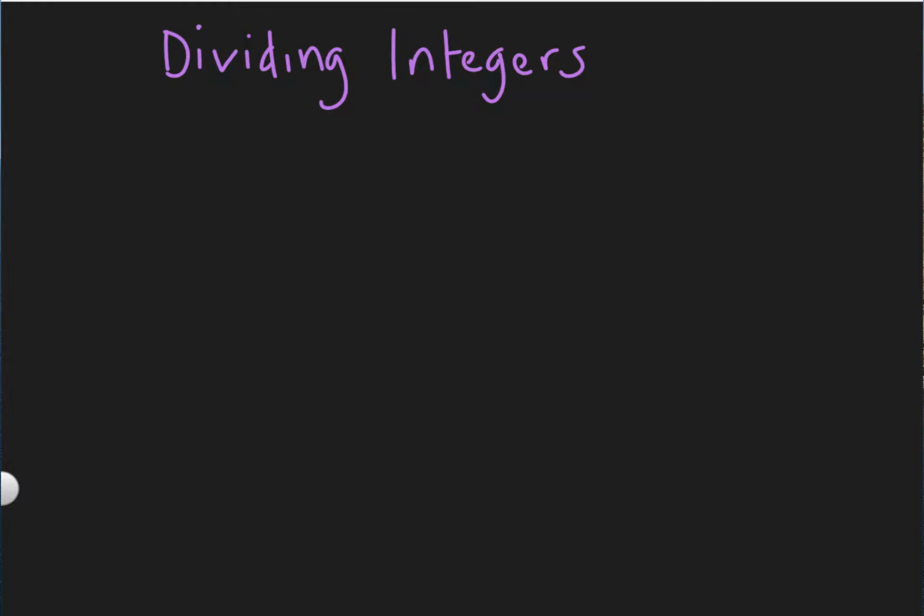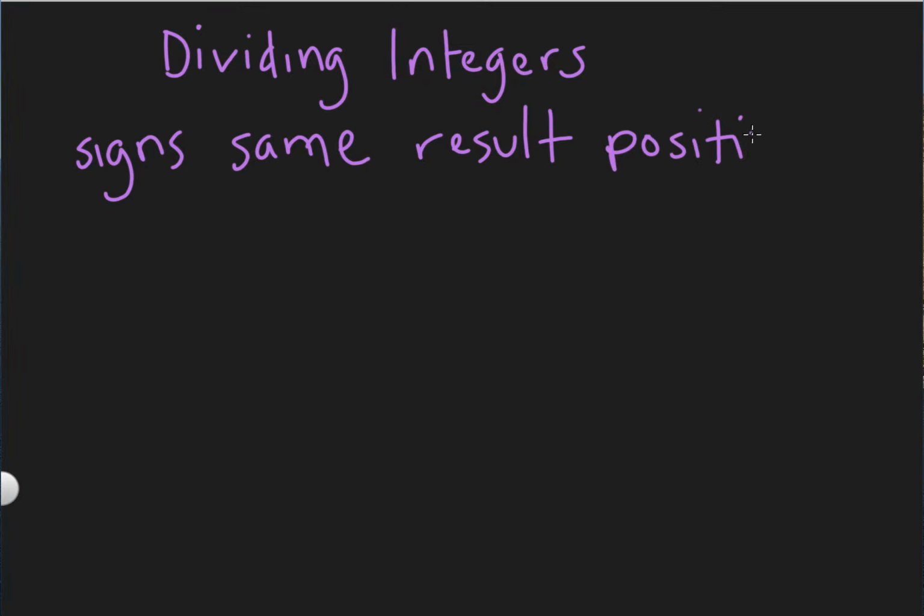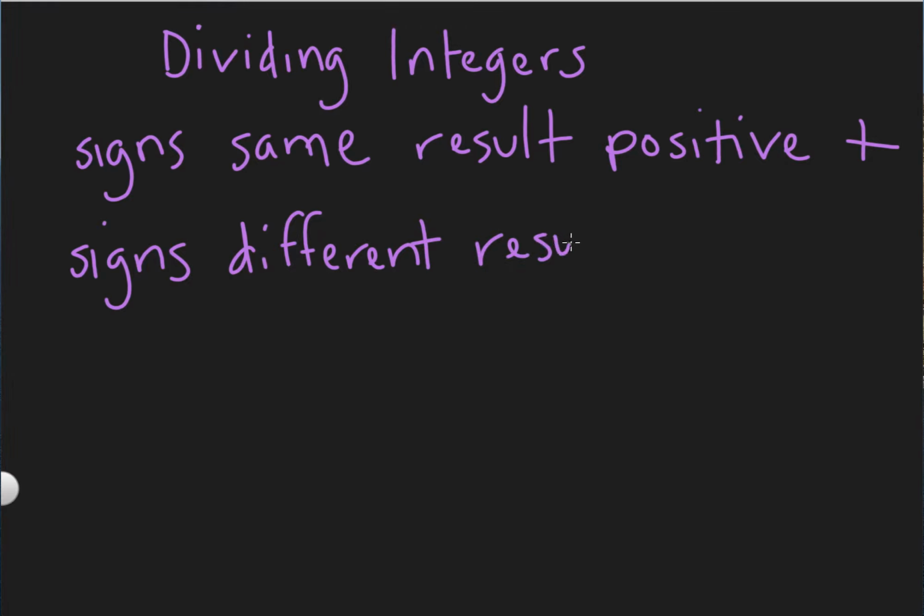So remember the rules for multiplying. If the signs are the same, so you've got two positive numbers or two negative numbers, your result is going to be positive. If my signs are different, so if you've got a positive and a negative or a negative and a positive, your result is going to be negative. Now, those are the rules for multiplying. They are the same for dividing.